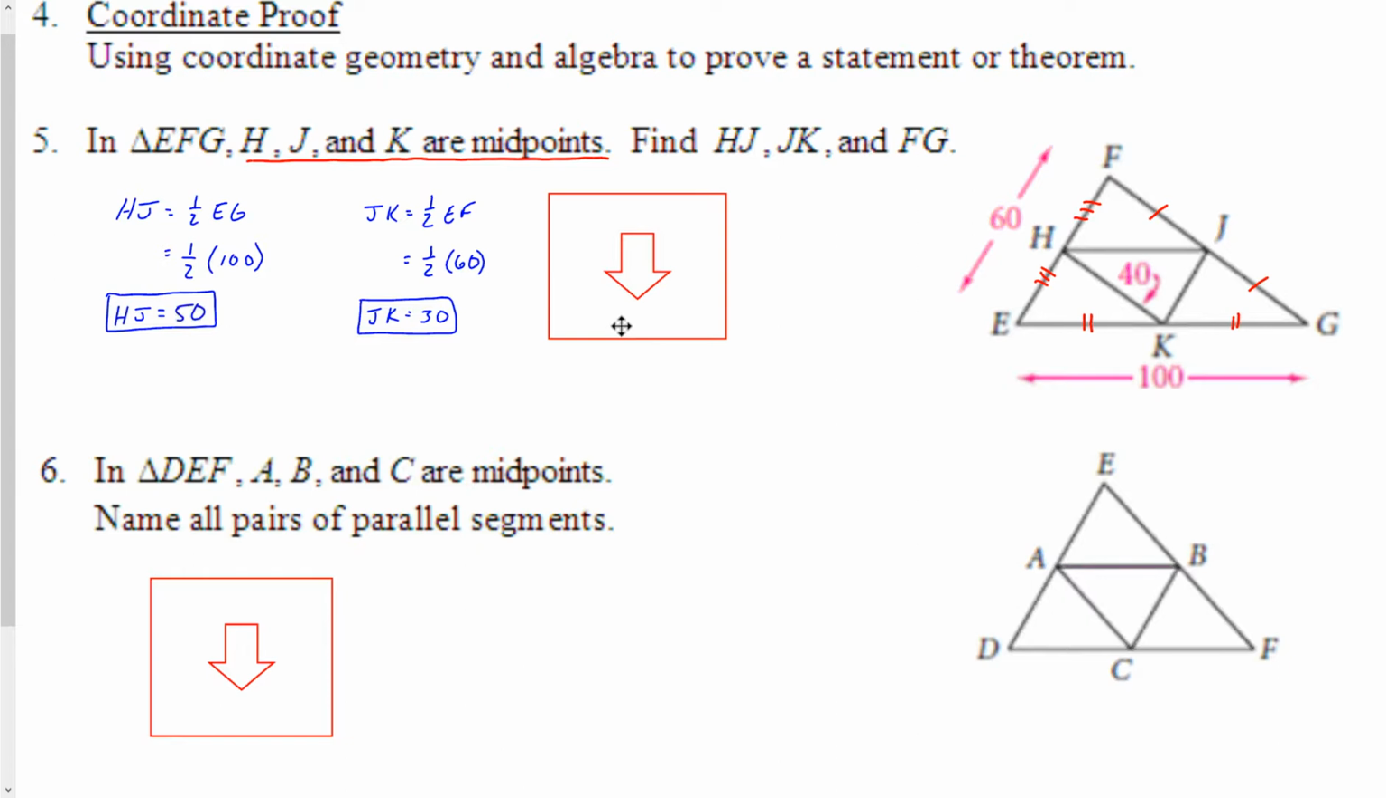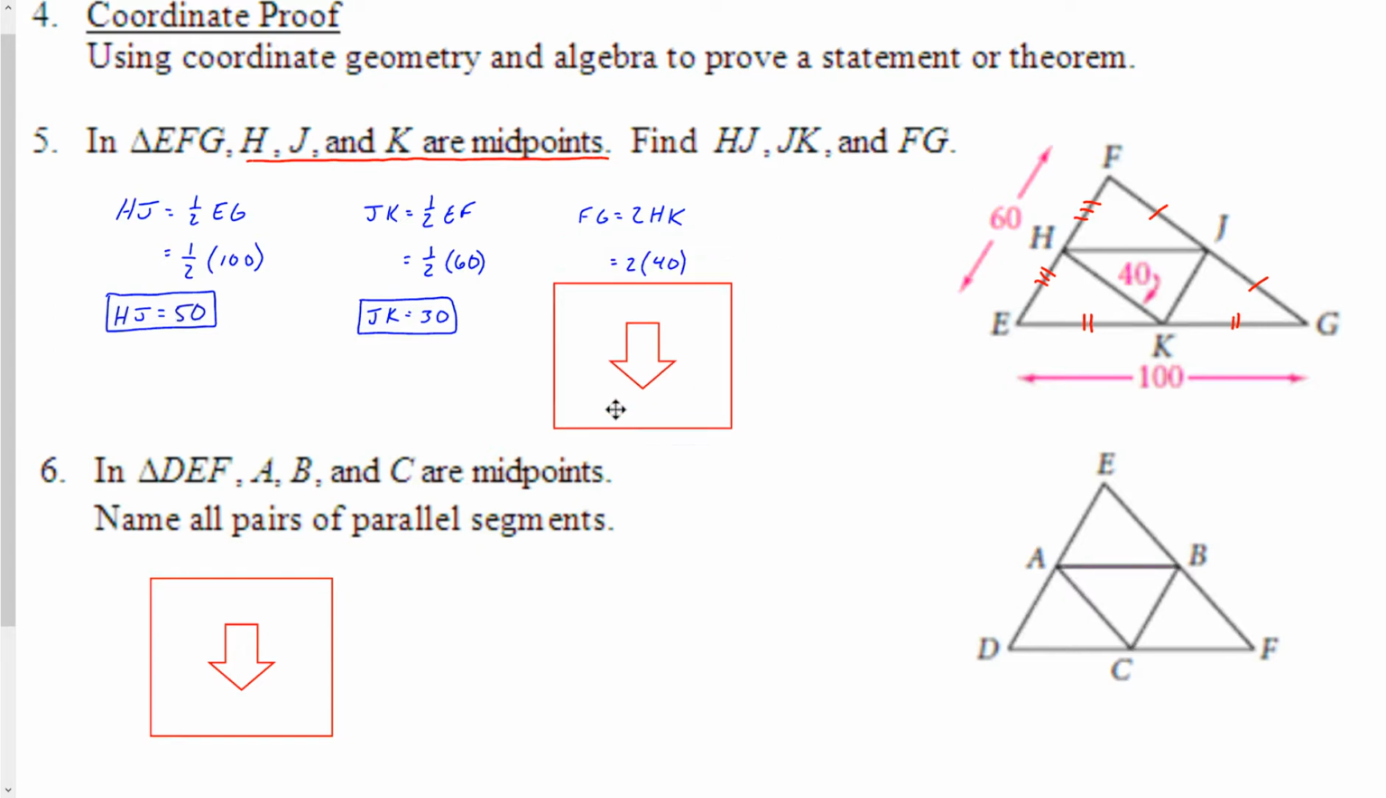And then lastly, if we have to find the length of FG, notice FG is not one of the midsegments, it's one of the sides of the original triangle. The midsegment associated with FG, when we use the triangle midsegment theorem, is HK. Well, HK we know is 40. So this might be a time when you use the fact that the side of the original triangle is double the length of its midsegment. Plugging in 40 for the length of HK, we can say that the length of FG is 80.